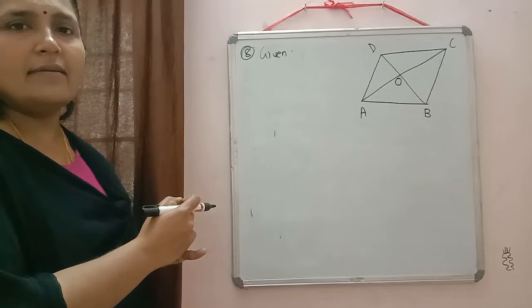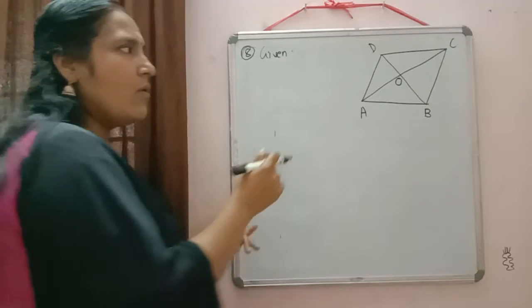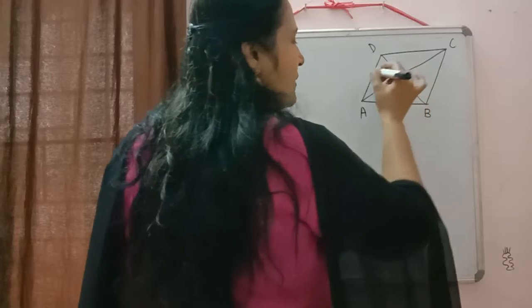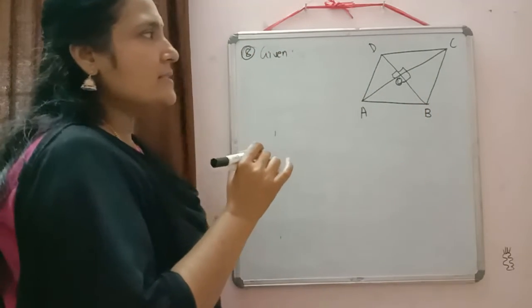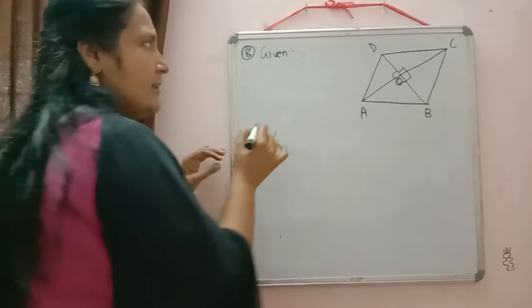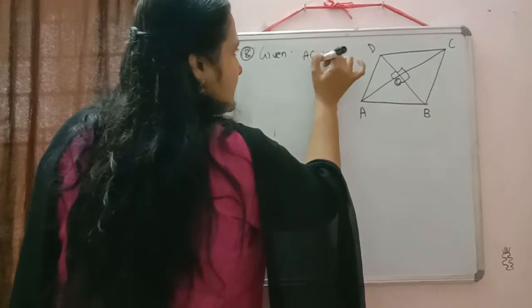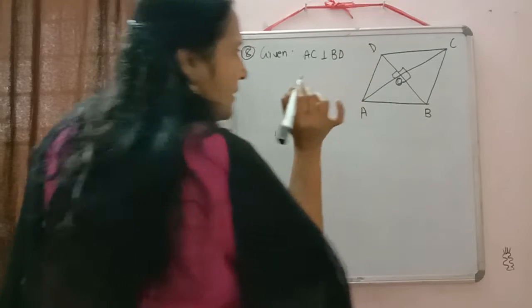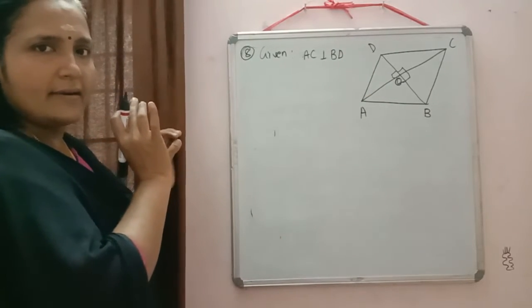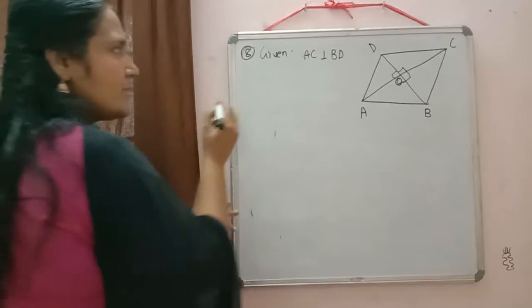Where do we have a right triangle here? Yes, all these angles are equal to 90 degrees. Why are all equal to 90 degrees? Because the diagonals of a rhombus bisect each other at 90 degrees. So we can write down that it is given AC is perpendicular to BD. From that it is clear that we have a right triangle there. So this condition is given.